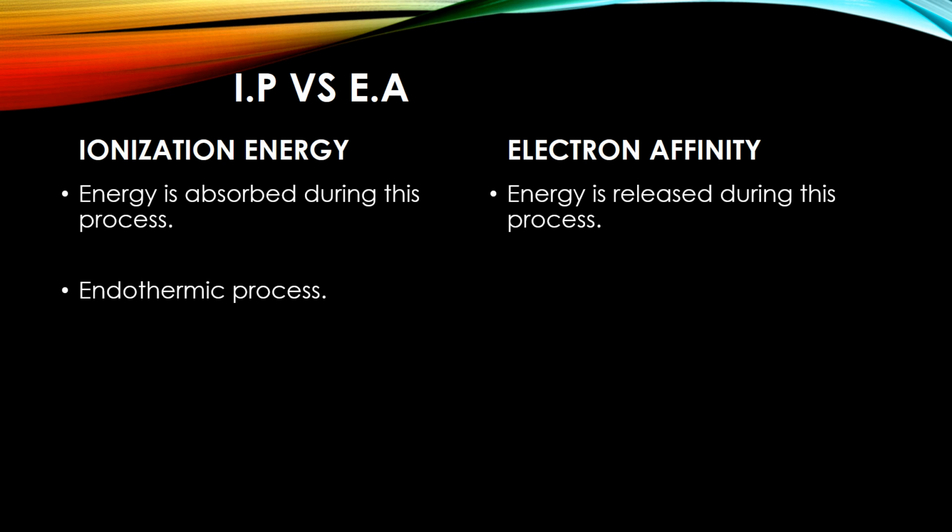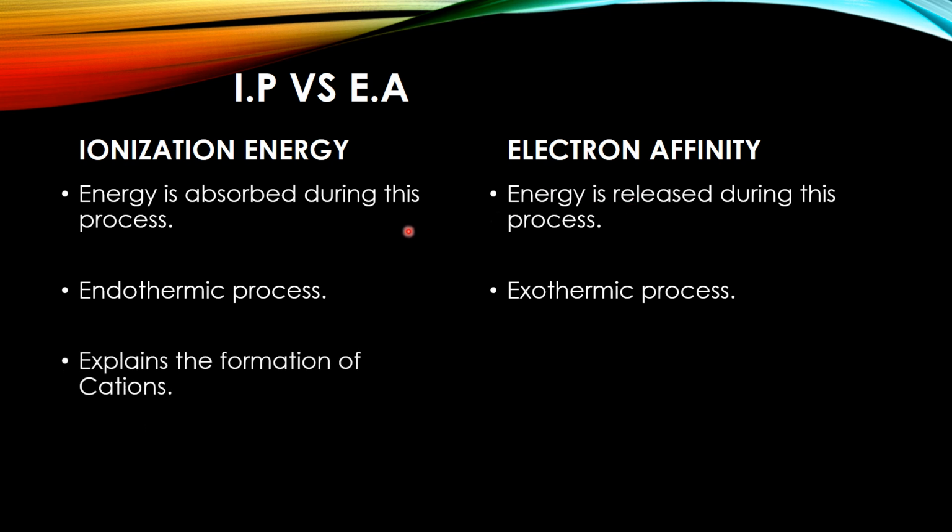Ionization energy is an endothermic process because energy is absorbed during this process. When you are going to pull out the electron, energy is provided to the system, so it is an endothermic process. And electron affinity is an exothermic process because energy is released during this process. Ionization energy explains the formation of the cation, and electron affinity explains the formation of the anions.